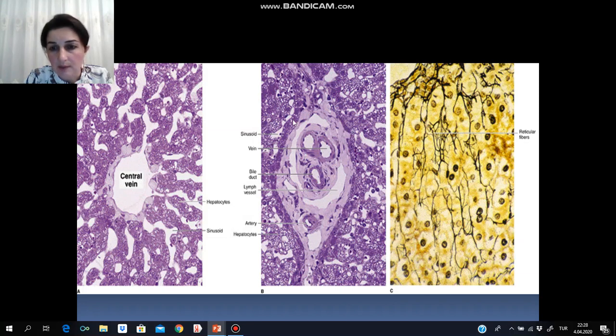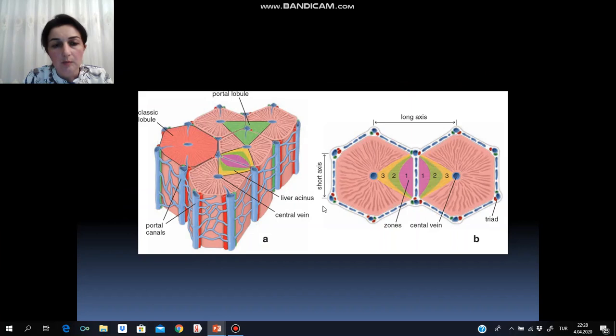of the portal space. Here we are looking at the silver impregnation of the liver, which will show us reticular elements, the reticular fibers of the liver. We have to know that besides classical liver lobules, there are other conceptualizations about the liver structure, which are proposed by histologists. Why do we have additional conceptualizations?